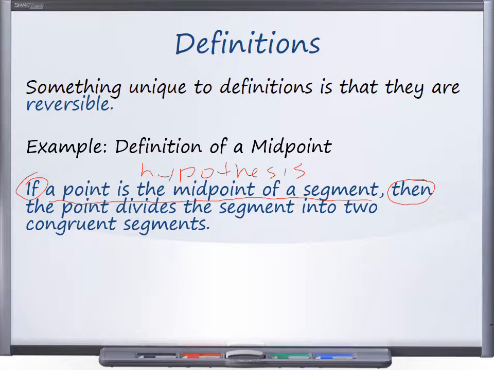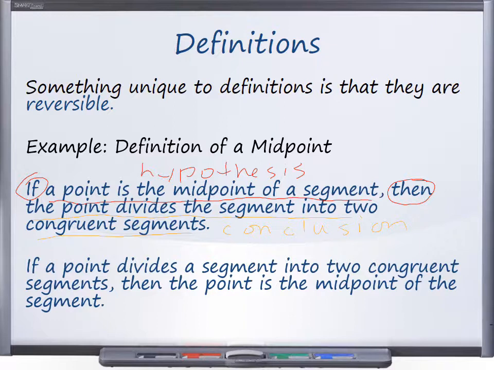The portion of the statement that comes after the then, the point divides the segment into two congruent segments, we call that the conclusion. So you'll see a lot of these if-then statements in geometry. If some hypothesis, then we're going to draw this conclusion. So what we're saying about definitions is that definitions are reversible, meaning we can interchange the hypothesis with the conclusion.